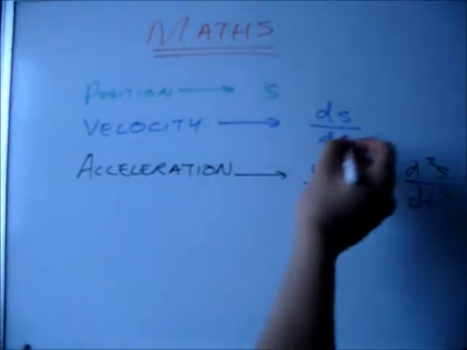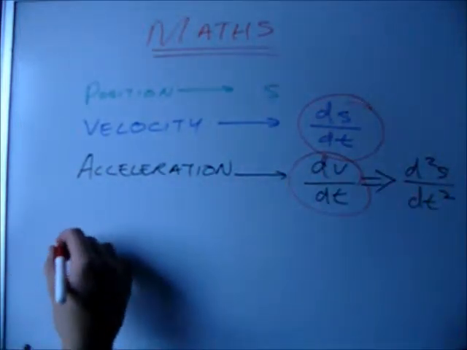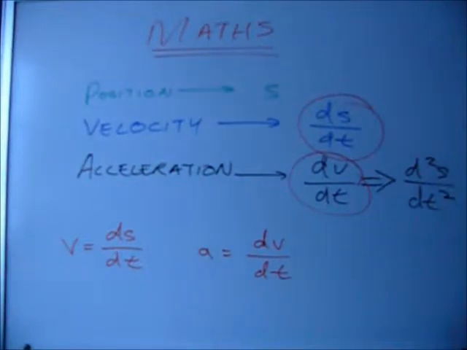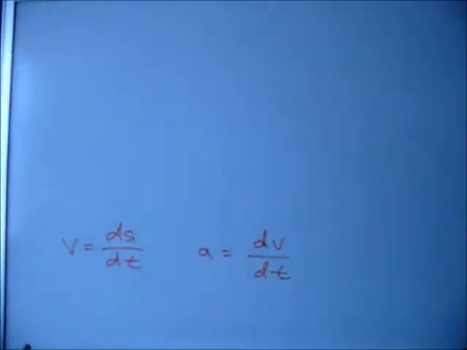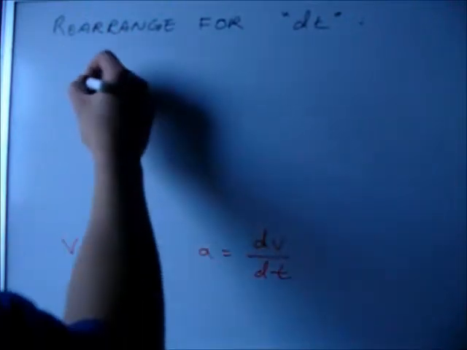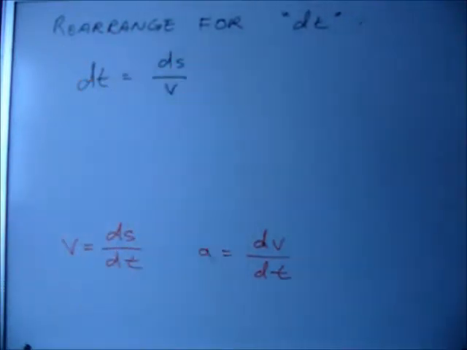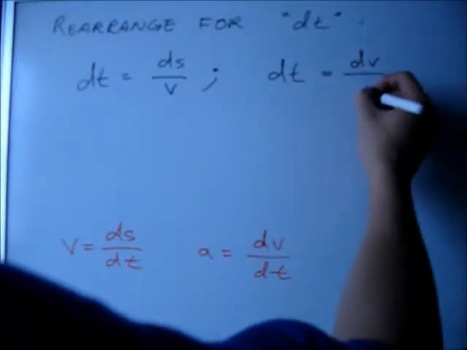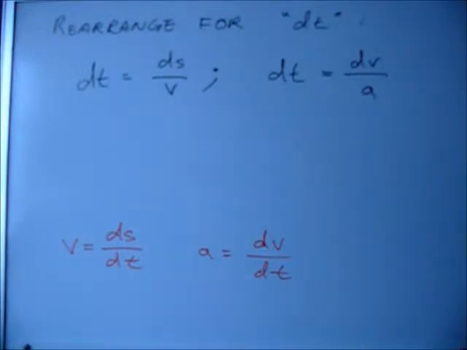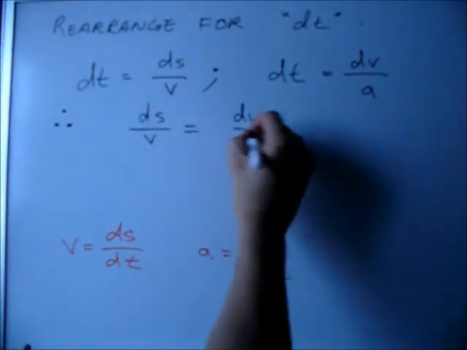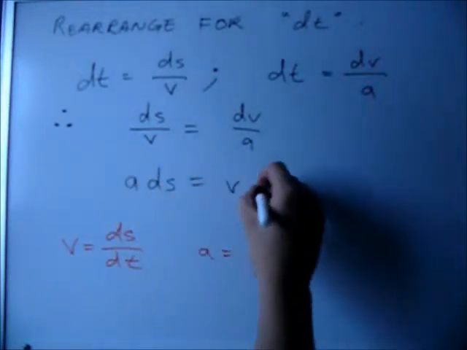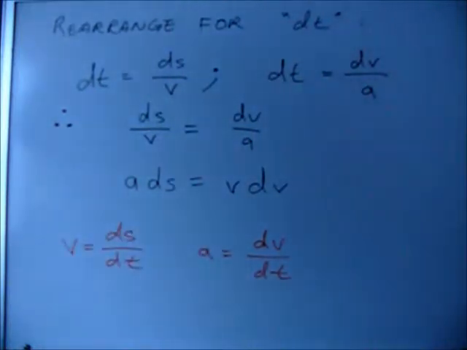With these simple definitions, we can do some pretty trippy stuff. So what if we want to get rid of the term for time? It's simple. We have v equals ds/dt, and a equals dv/dt. So isolating the dt, we get dt equals ds/v, and dt also equals dv/a. Equating them, we get ds/v equals dv/a. And thus, when we cross multiply them, we have a ds equals v dv.